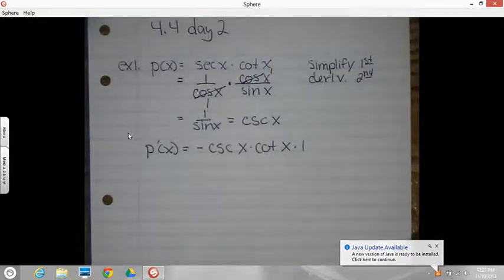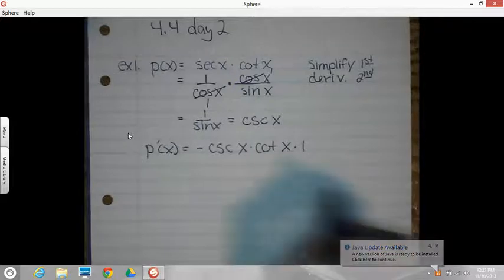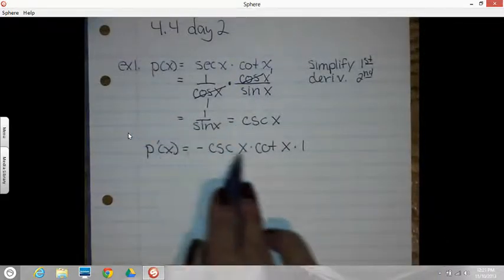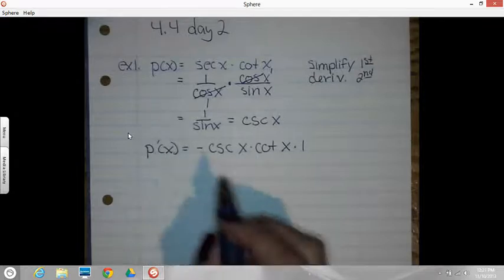So remember, simplify first, derivative second. And make sure your notation is correct. These are all still p of x and simplified. Right here is where we actually did the derivative. Try another.